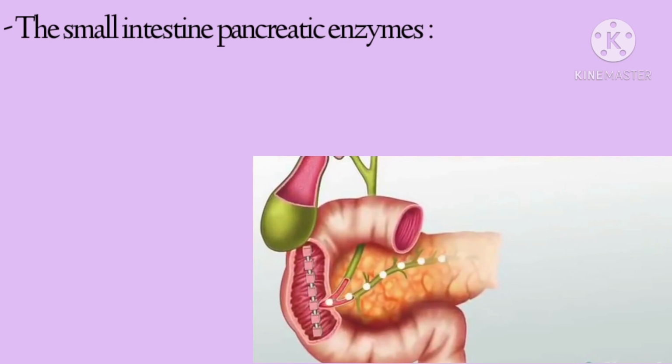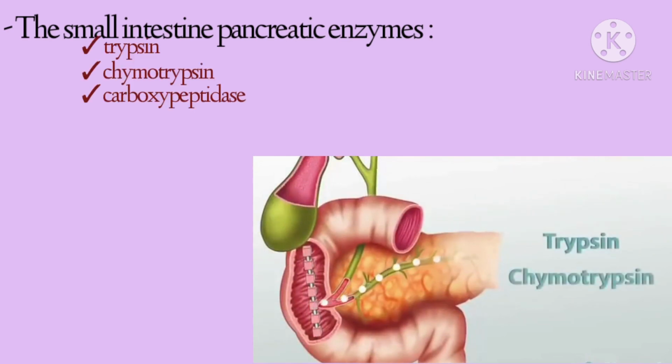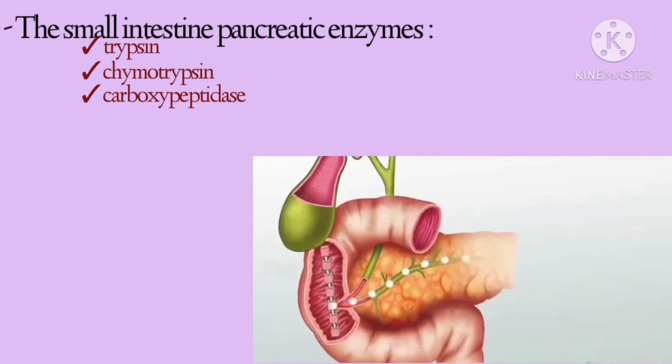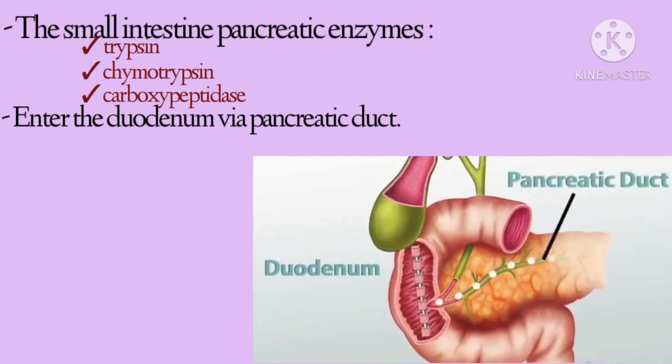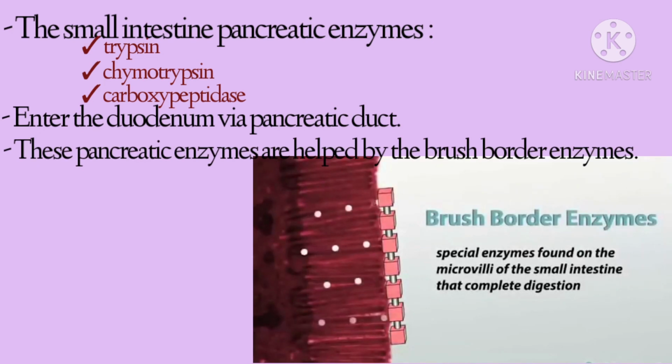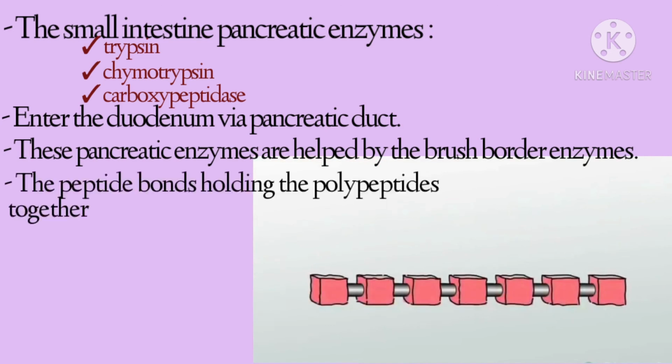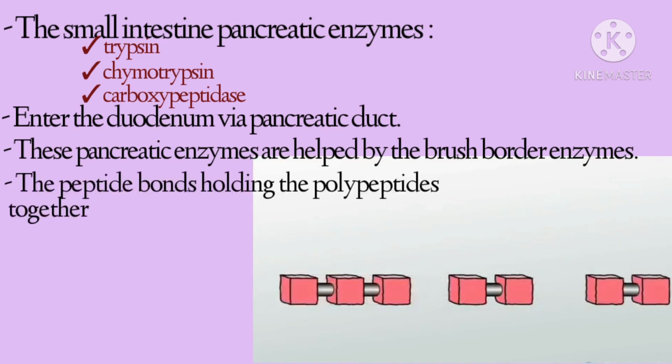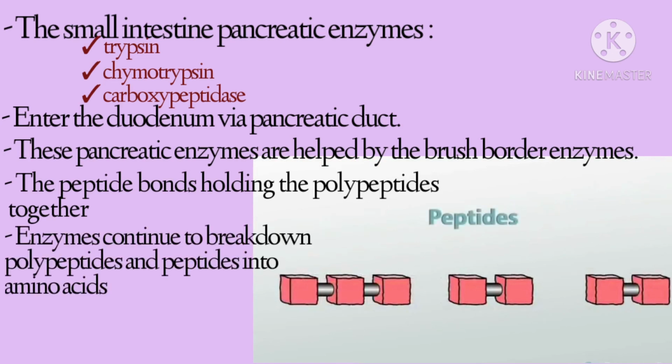In the small intestine, the pancreatic enzymes are trypsin, chymotrypsin, and carboxypeptidase. These enzymes enter the duodenum via the pancreatic duct. These pancreatic enzymes are helped by the brush border enzymes, which are special enzymes found on the microvilli of the small intestine that complete digestion. The peptide bonds holding the polypeptides together are broken. Enzymes continue to break down polypeptides and peptides into amino acids. Amino acids are then able to be absorbed through the small intestine lining and into the bloodstream.